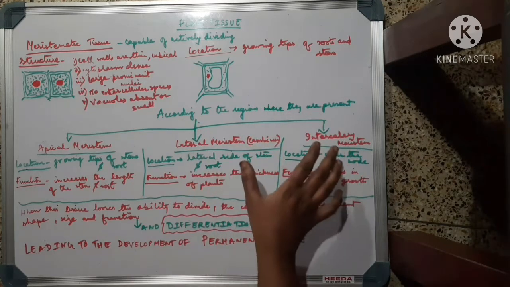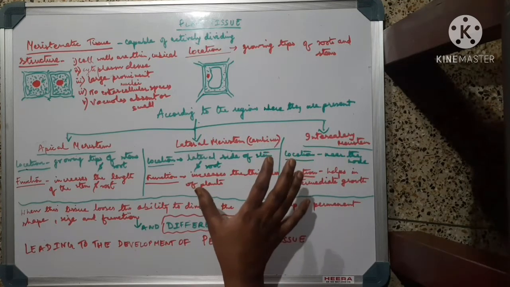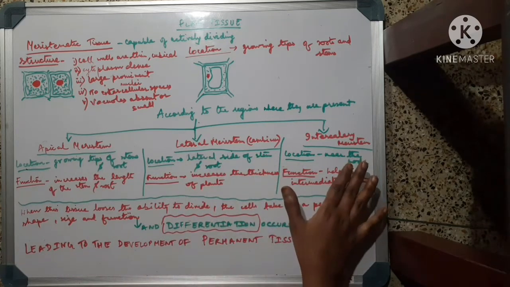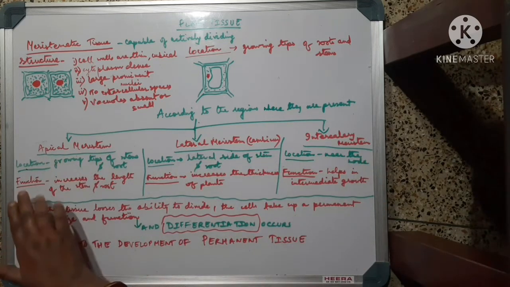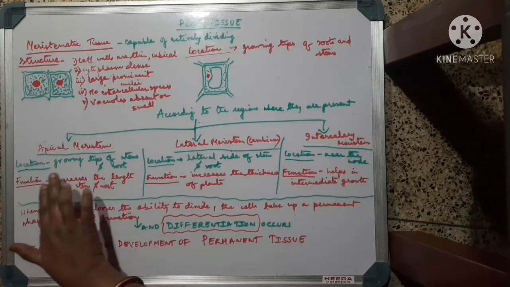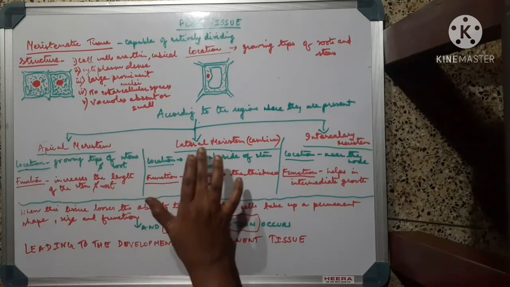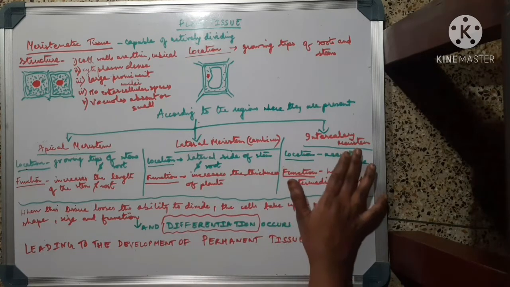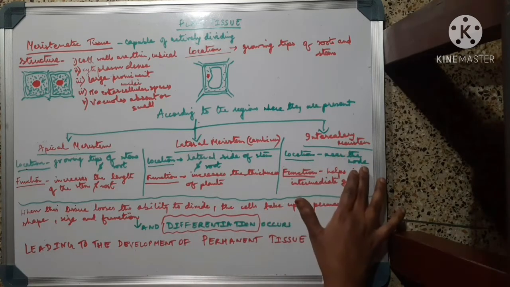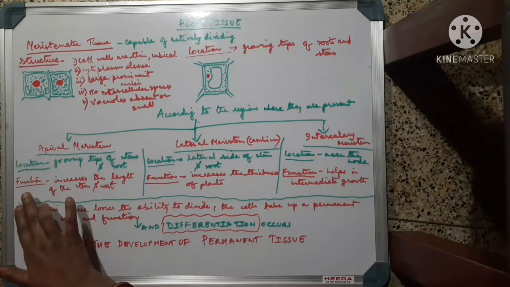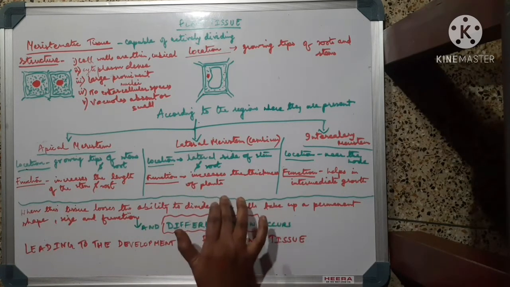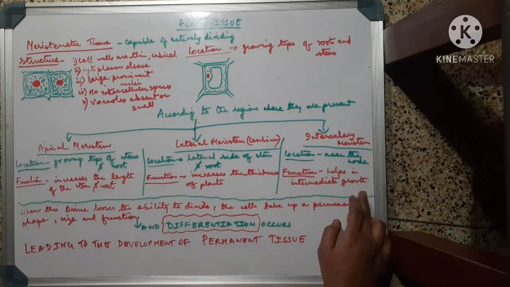Now, according to the regions where they are present on the plant, there are three types: apical meristem, lateral meristem, and intercalary meristem. The location of apical meristem is the growing tips of stems and roots. The location of lateral meristem is the lateral side of stem and roots, and the location of intercalary meristem is near the node. Function of each: this one increases the length of the stems and roots, this one increases the thickness of plants, and this one helps in intercalary growth.